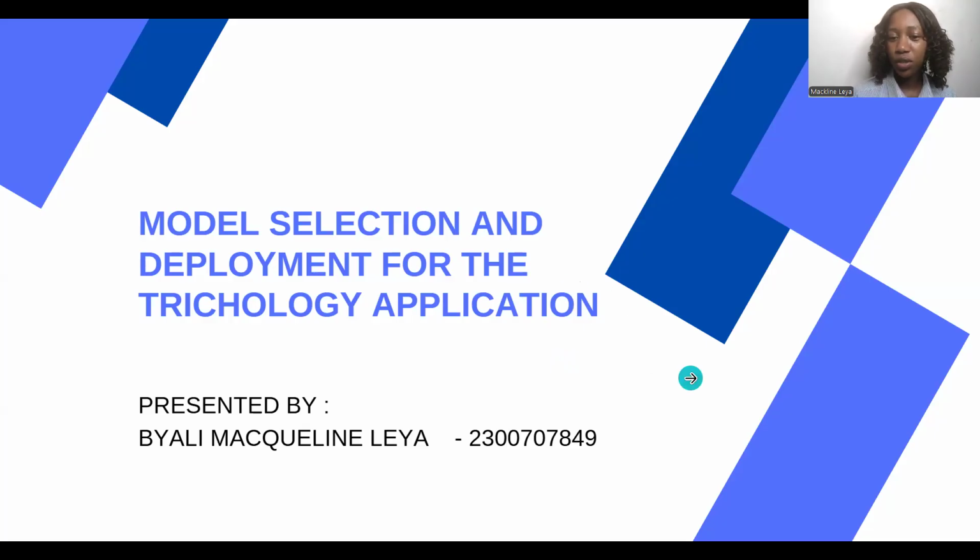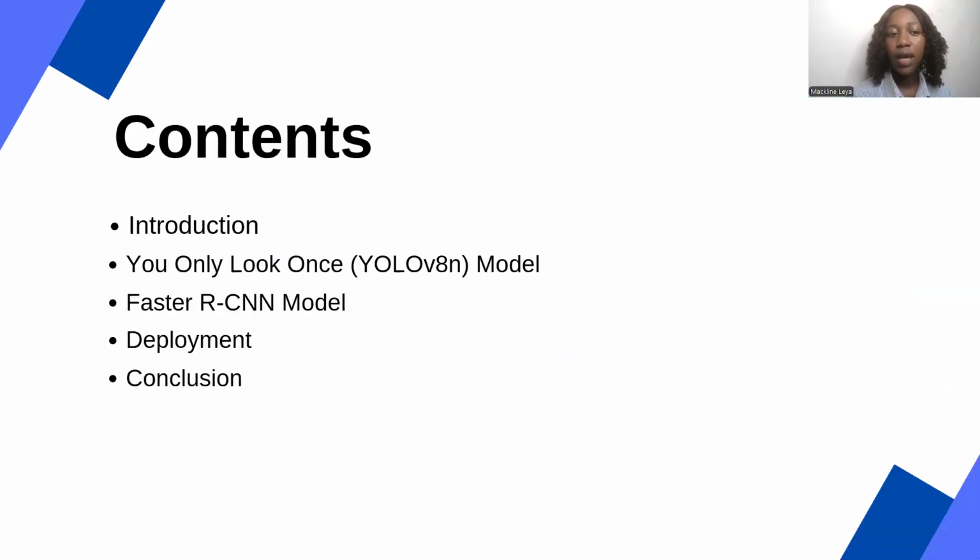So in this presentation, we are going to look at the introduction, the You Only Look Once model, that is the YOLO V8N, and the Faster RCNN model. Afterwards, we shall have a comparison between the two of them, which one we chose and why we chose that model. And then we shall also talk about our deployment. How can we deploy the model? How can we move from the model phase to the hardware phase and to the point of getting results from the scalp images we shall have gotten? Then afterwards, we shall look at the conclusion.